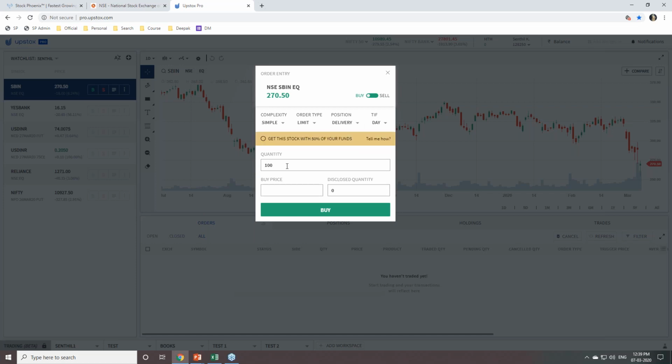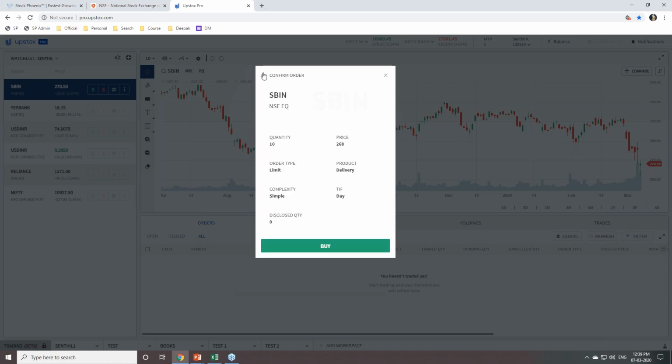Next, quantity: whatever the number, 10, 50, 100. The stock is at 270, and you want to buy at 268. Yes, done. You can place your order. That's all. Click on it, double click, and place your order.